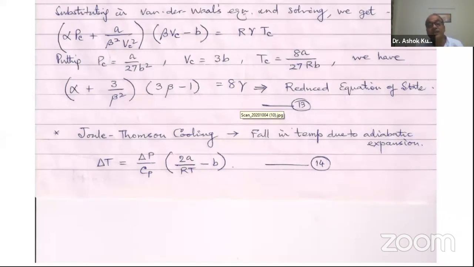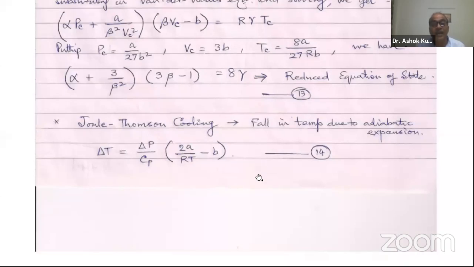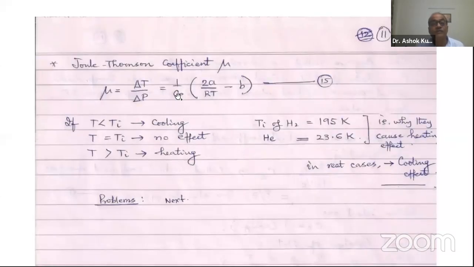So energy is taken from the internal energy of the gas molecules, and therefore its temperature decreases. So that is called adiabatic cooling also. And the decrease in temperature is given by this expression, delta P upon Cp, (2a/RT - b). And the rate of change of temperature, that is, the decrease in temperature per unit increase in pressure, is given by this constant called the Joule-Thomson coefficient.